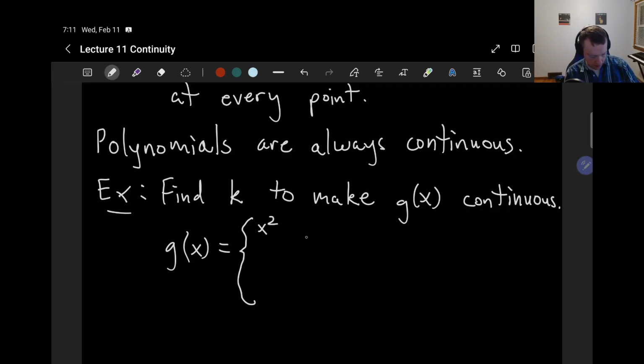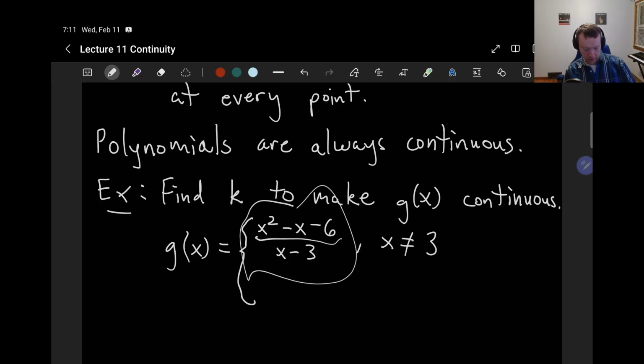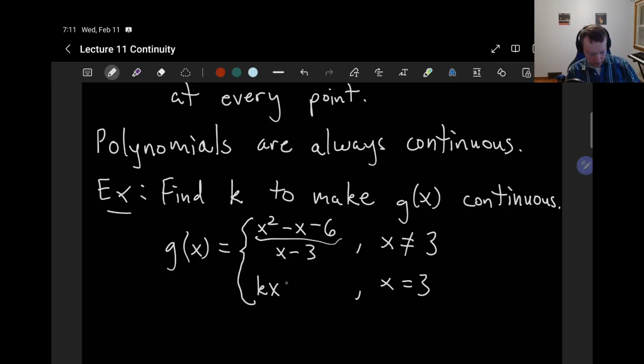So this is going to be a rational function for this part. x squared minus x minus 6 over x minus 3. And the function looks like this everywhere except when x is 3. So our function is basically this, except at this particular point. And when x is 3, it's going to look like this, kx minus 5.